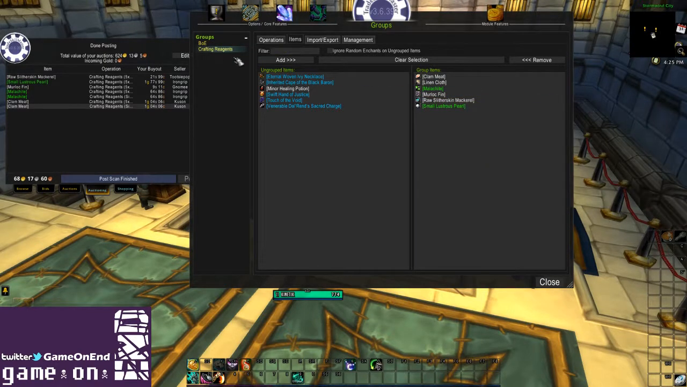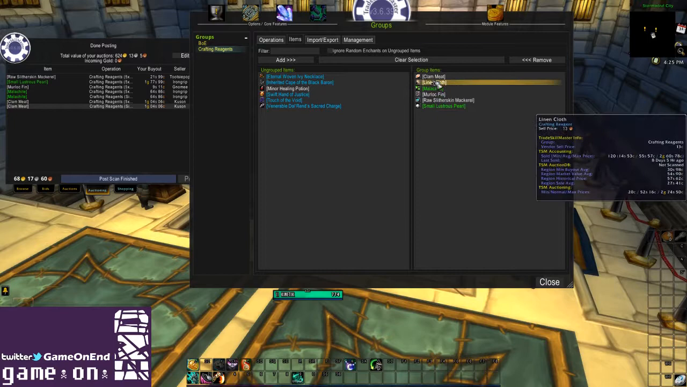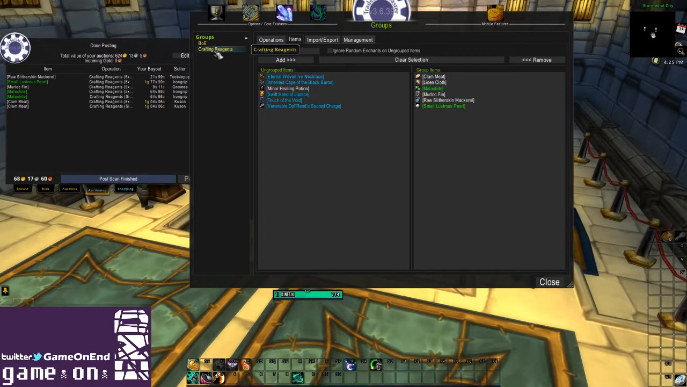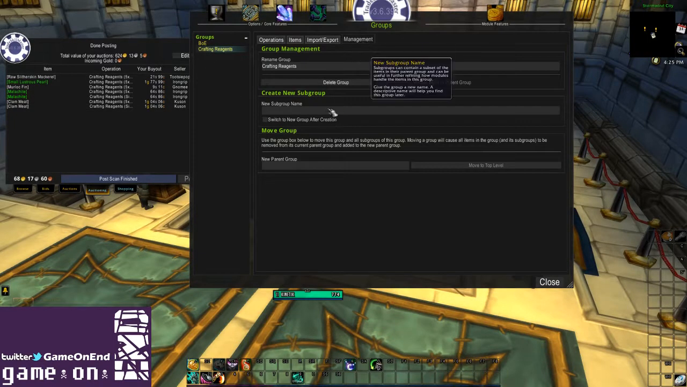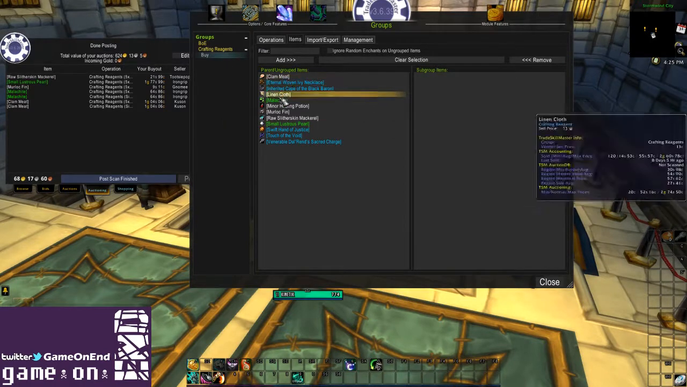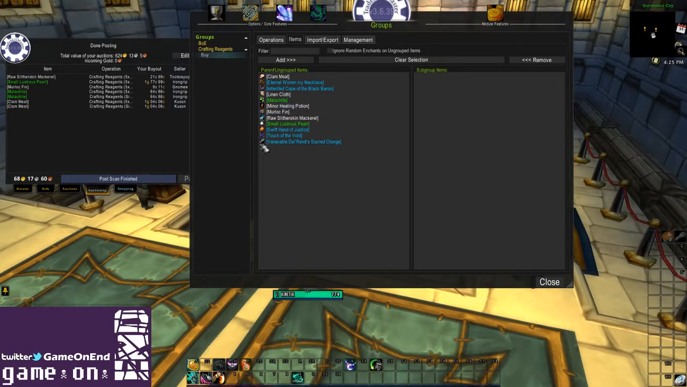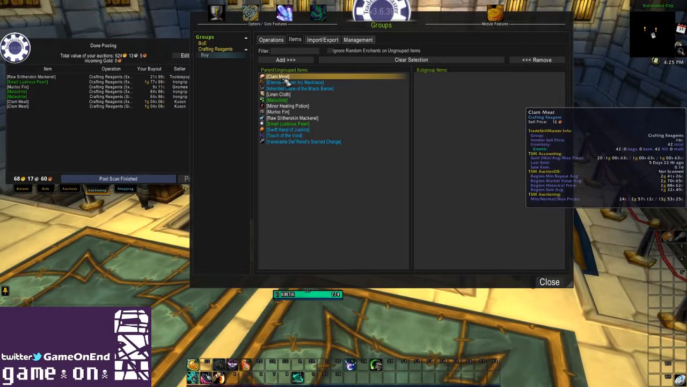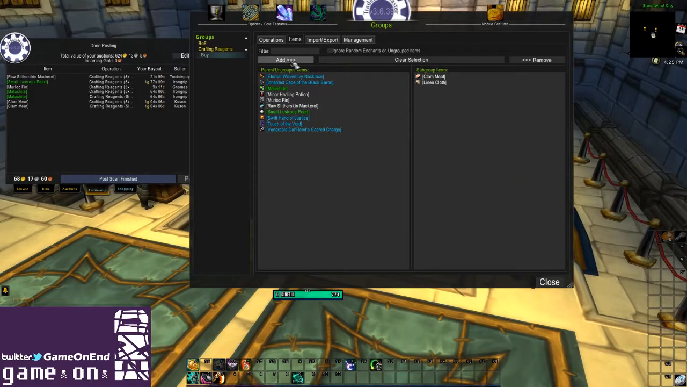So what we want to do is start breaking these into some subgroups. So let's make a subgroup for crafting reagents, items that we would like to buy. That now gives us a subgroup here that we can drop down, click on buy, and we have items that are in the parent group, and of course it would also let us put ungrouped items into here. So let's start with clam meat and linen cloth and add those into the subgroup.